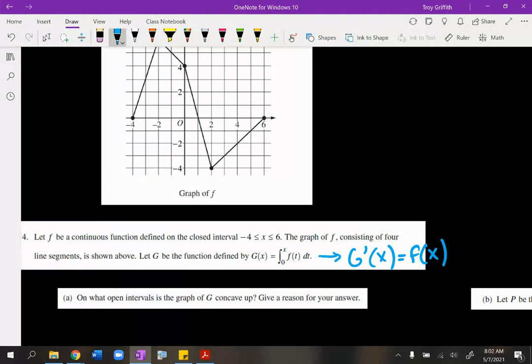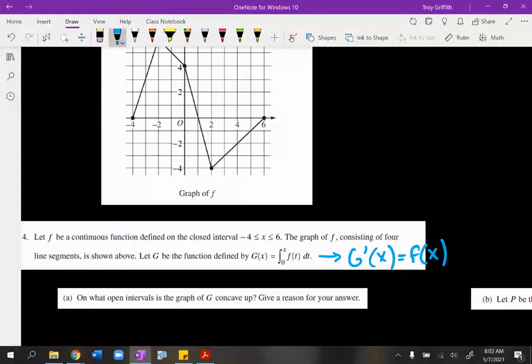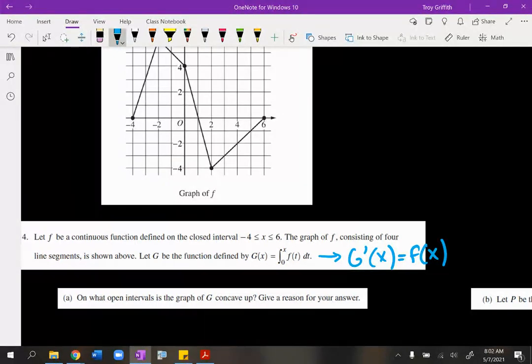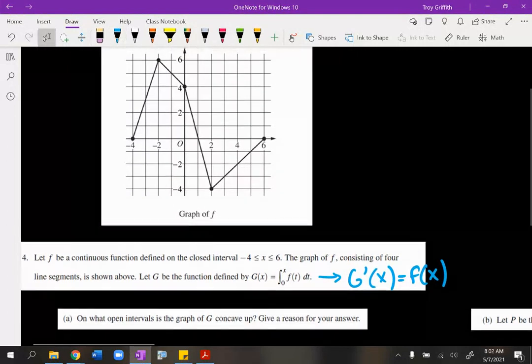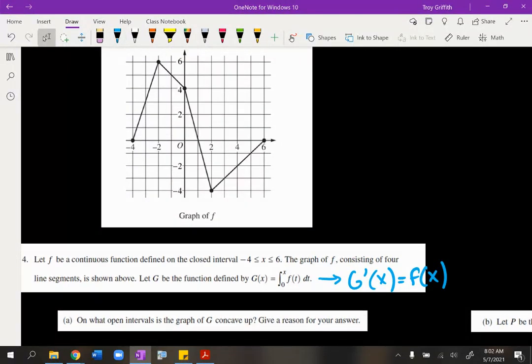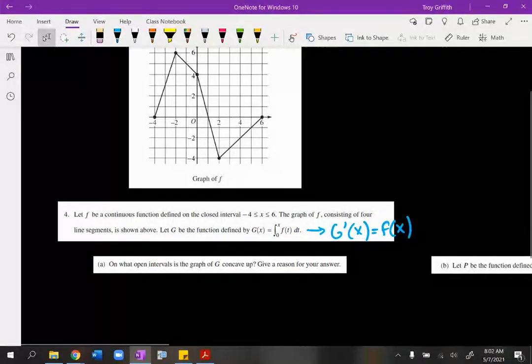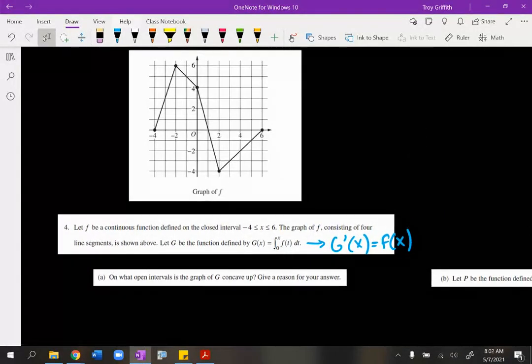I think this is a good thing to write because this immediately tells you, hey, I'm currently looking at the derivative of g of x. If you can make that connection, it unlocks quite a few of these other problems. So let's start out by taking a look at letter A. It says on what intervals is the graph of g concave up? Give a reason for your answer. Well, here's what we know so far.